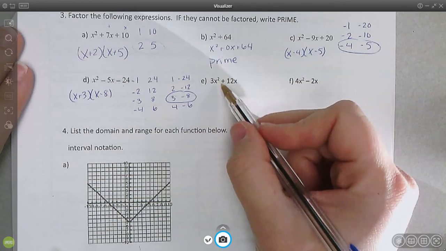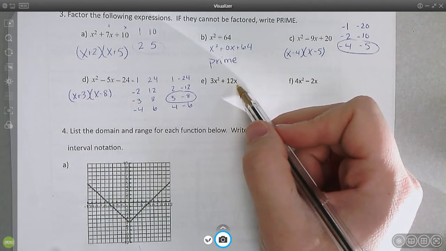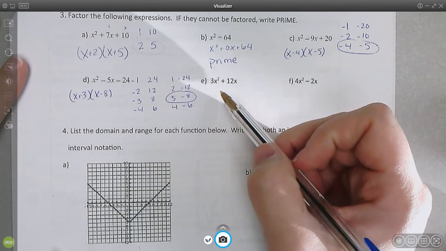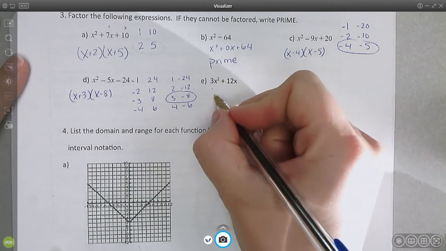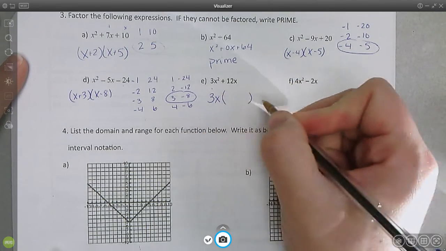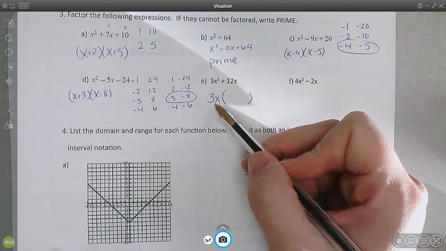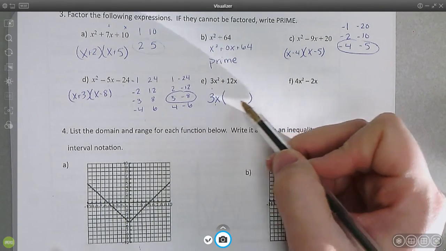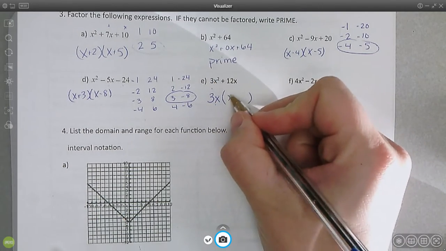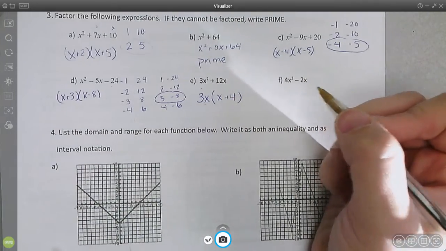Okay, then we have this one. So this one, they both have an x in them. So we know that we're going to be factoring out a greatest common factor. So what's the biggest number goes into 3 and 12? Well, that's 3. They both have an x, so we can take an x out. Then what you're really doing is you're taking this whole thing divided by 3x, and whatever is left goes on the inside. So 3x squared divided by 3x is x. 12x divided by 3x is 4.